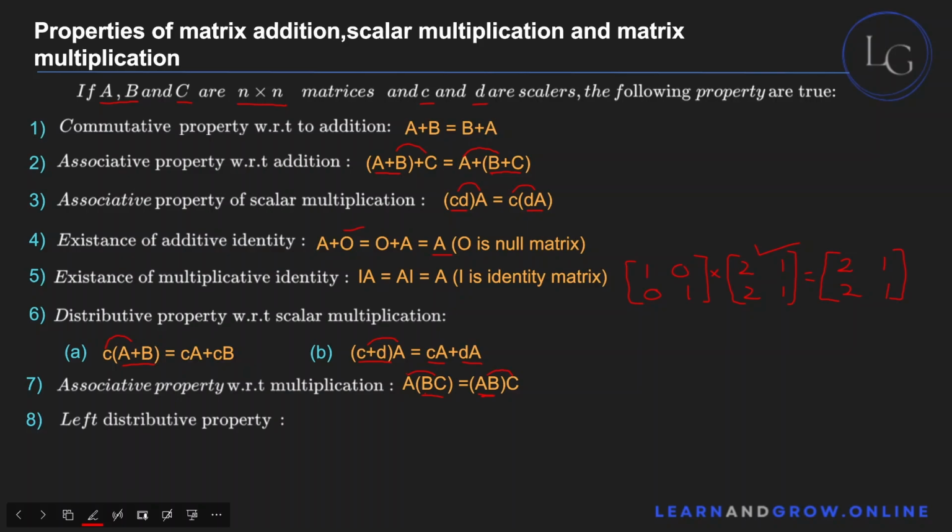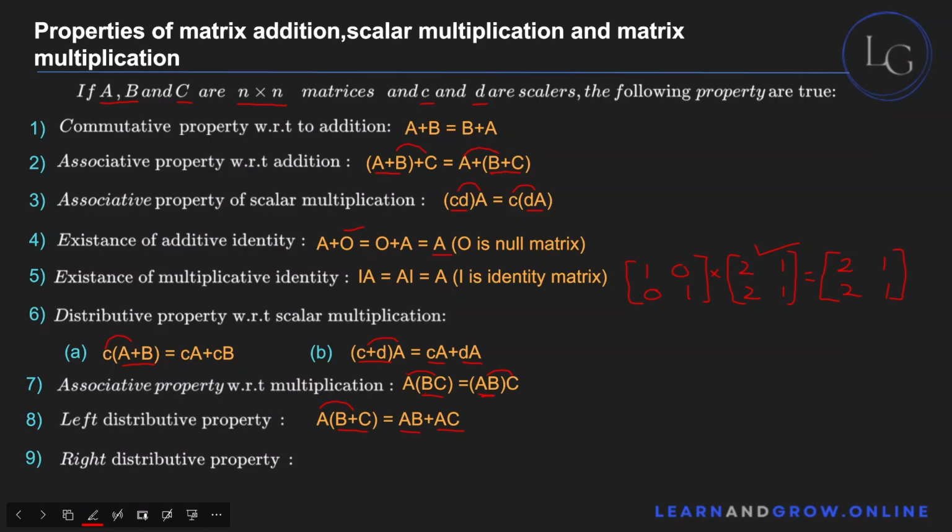Now the left distributive property says that if you add up matrix B and C and multiply the resulting matrix with A, it will be equal to multiplying matrix A with matrix B and then adding that to the product of matrix A and matrix C. Both of these sides will be equal.